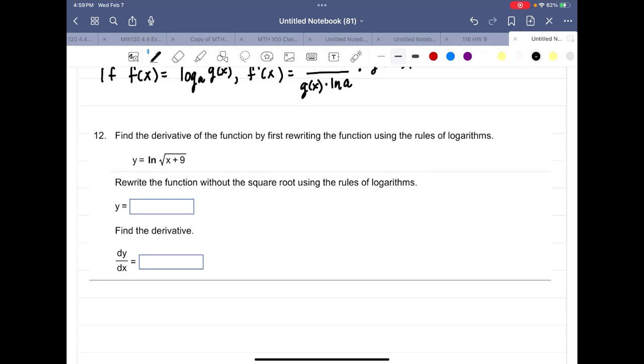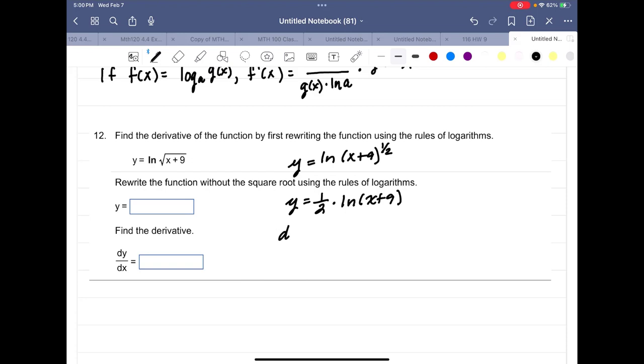Example 12. Now this is related to something we've already done. Find the derivative of the function by first rewriting the function using the rules of logarithms. And so I already gave you a preview of this, and that is that you write a logarithm of a square root with a 1/2 power, and because it's a logarithm, you may multiply that power times that logarithm.